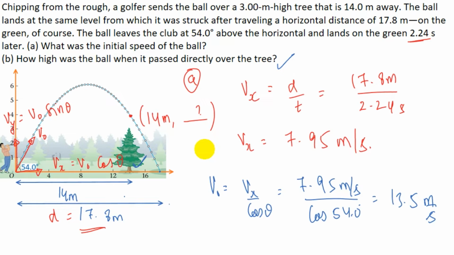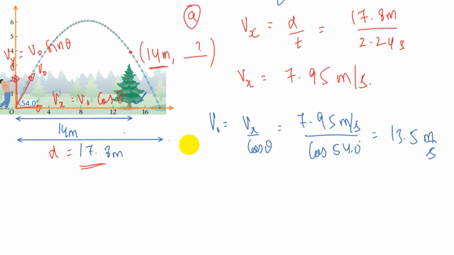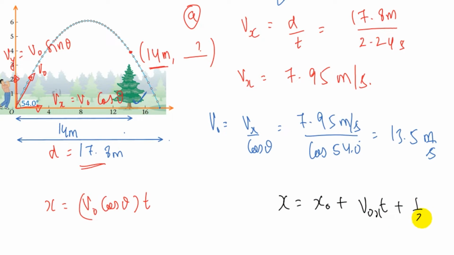So for that, what I'm going to do is, I'll first find the time in which the ball covered 14 meters of horizontal distance. For that we can use the horizontal motion equation, which is x equals v0 cosine theta times t. And if you are having any issues with how we got this equation, just remember this equation, which is x equals x0 plus v0x times t plus 1 over 2 ax t squared. This is the basic fundamental equation, and there is no acceleration in the x direction, so this whole term will be 0.